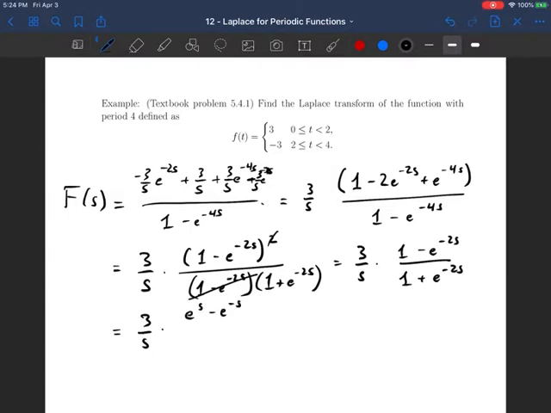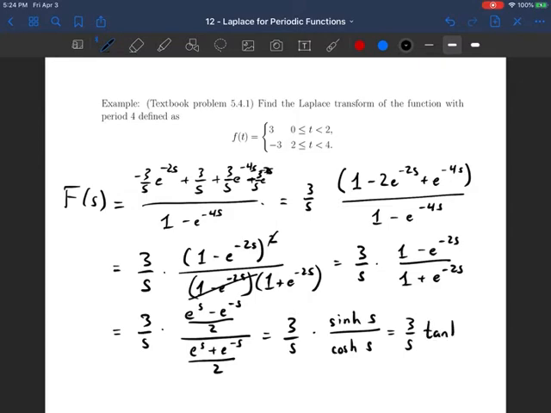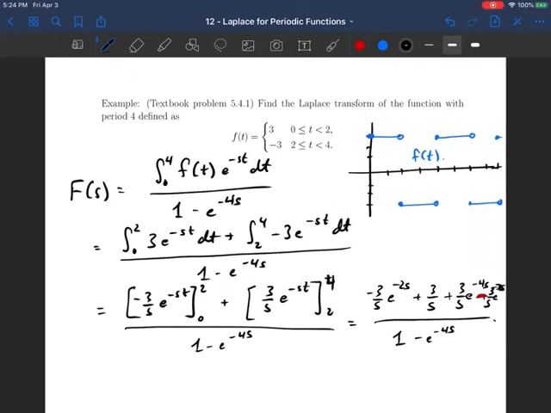3 over s times, if I multiply through top and bottom by e to the s and divide top and bottom by 2, I get e to the s minus e to the minus s over 2, over e to the s plus e to the minus s over 2. And these are our new friends. The top is the hyperbolic sine function of s, and the bottom is the hyperbolic cosine function of s. What happens when you divide the hyperbolic sine by the hyperbolic cosine? Of course, you get the hyperbolic tangent function. This is what's called tanh of s.